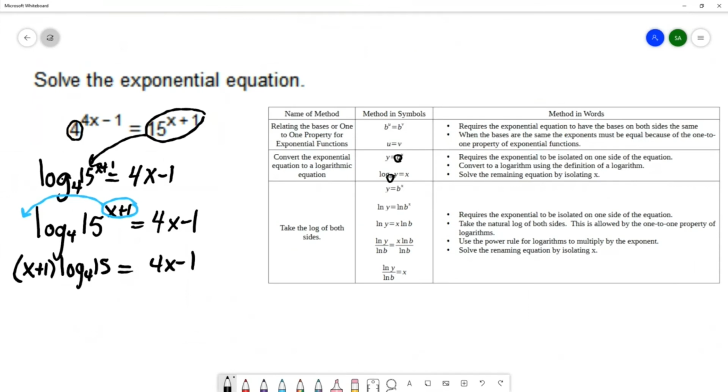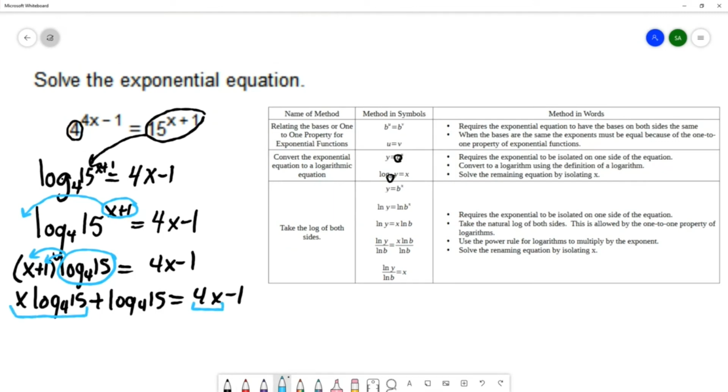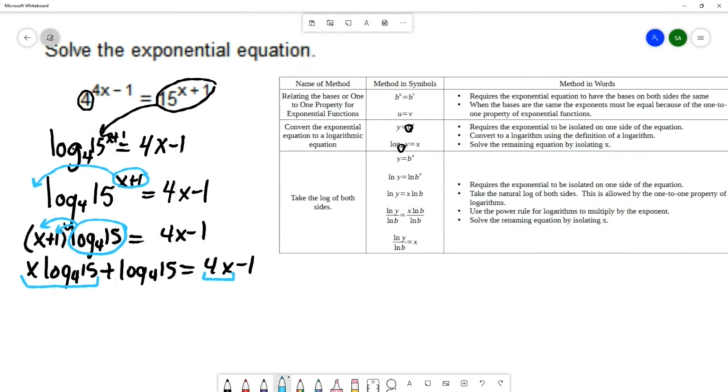Then we can use the distributive property and distribute this log to both terms. That becomes x log base 4 of 15 plus log base 4 of 15 equals 4x minus 1. Now we want to solve for x, and we have x's on both sides of the equation. So we're going to group the x's to one side and all the terms without x to the other side. So I'm going to move this to the left so that the x's will be on the same side. And these two terms don't have x, and I want them on the other side, so I'll move log base 4 of 15 to the other side.